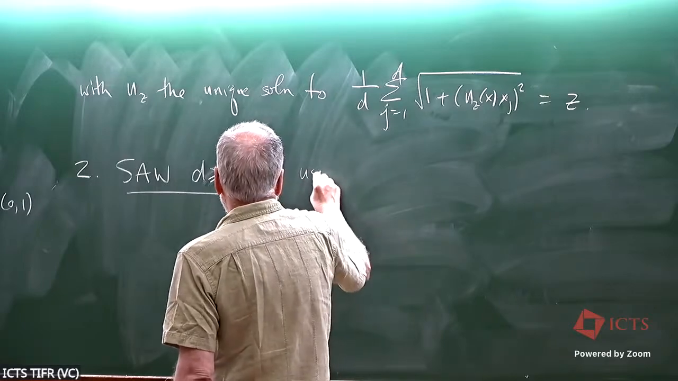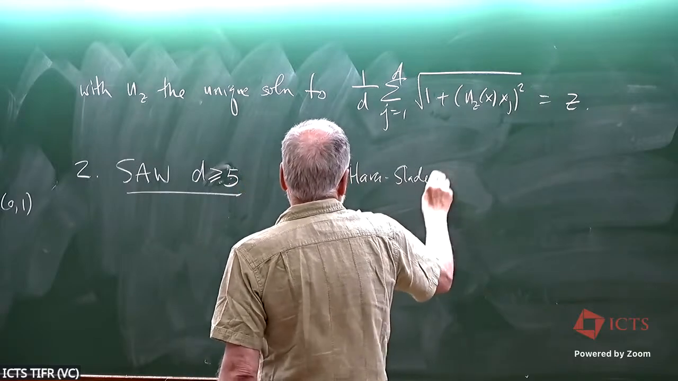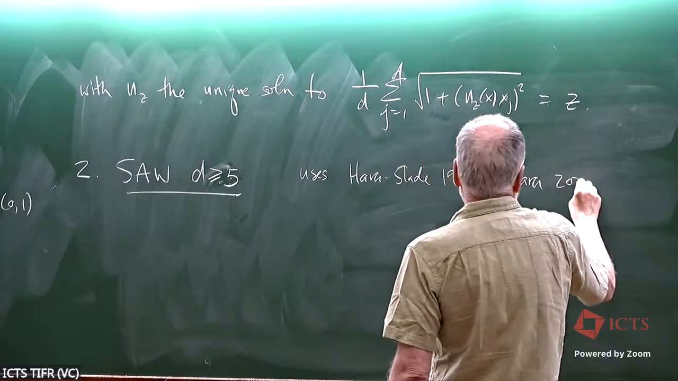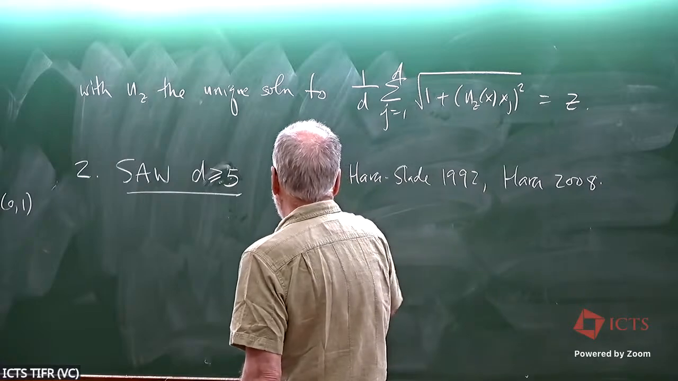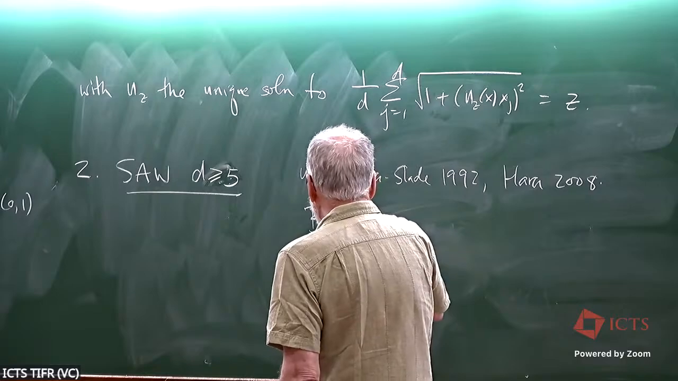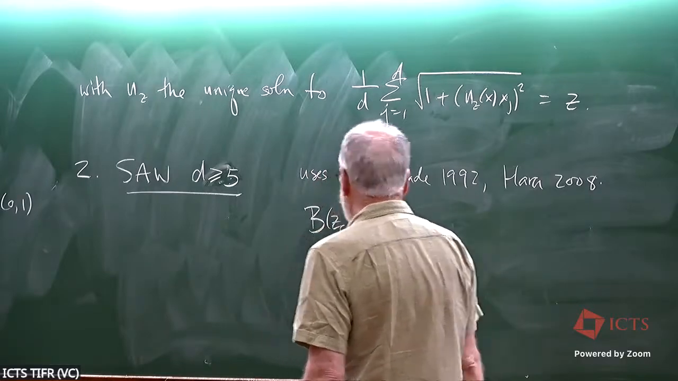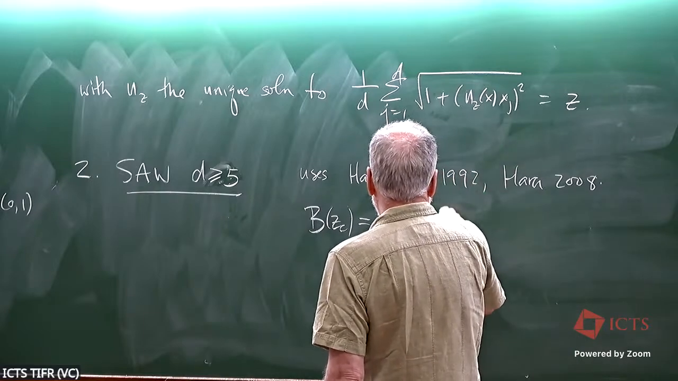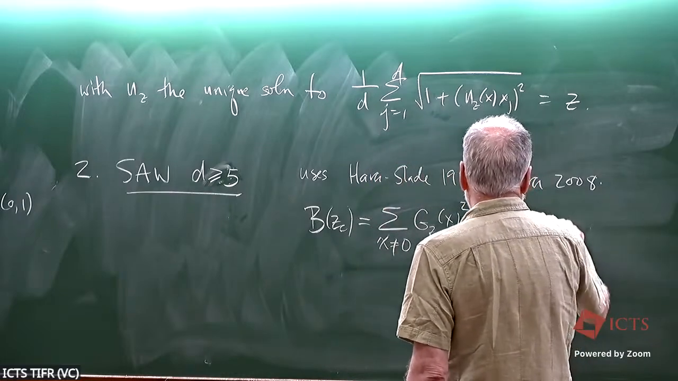It uses results of Hara and myself from 1992 and from Hara from 2008. And in particular, it uses the fact that the critical bubble diagram in dimensions 5 and higher, which I'm going to define without the contribution from x equals 0, is less than or equal to 0.493.